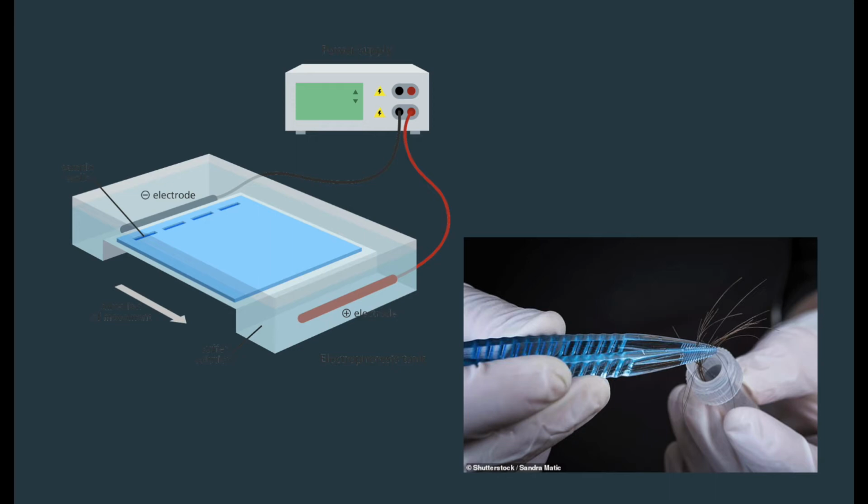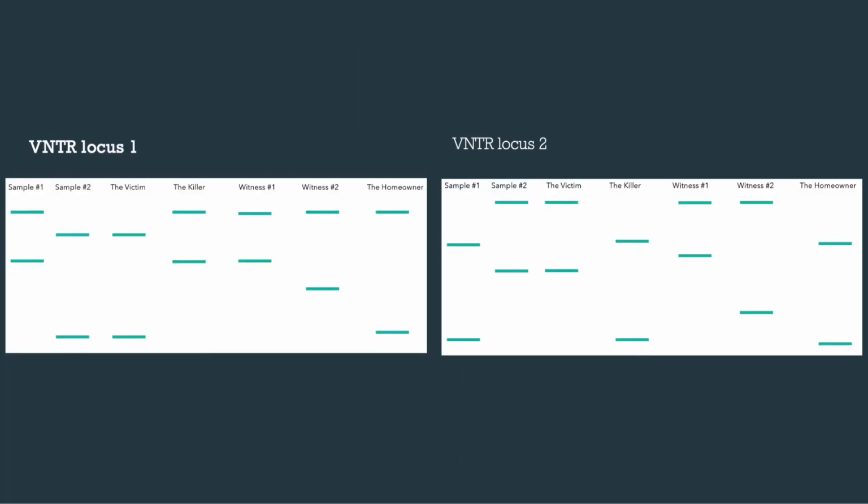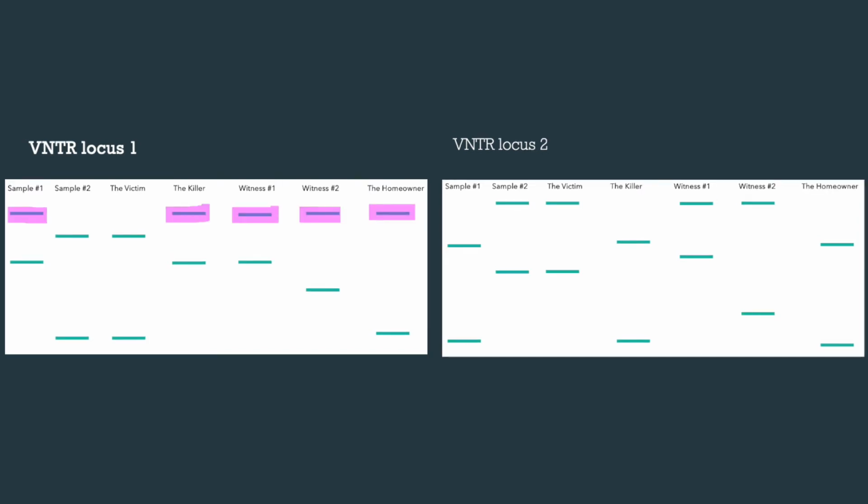2 hair samples were taken from the scene for processing. 2 evidence samples were found at the scene, and DNA fingerprint analysis was used to figure out who the killer was based on the DNA left at the scene. Here are the 2 gels for locus 1 and locus 2. Let's first look at sample 1 for locus 1.